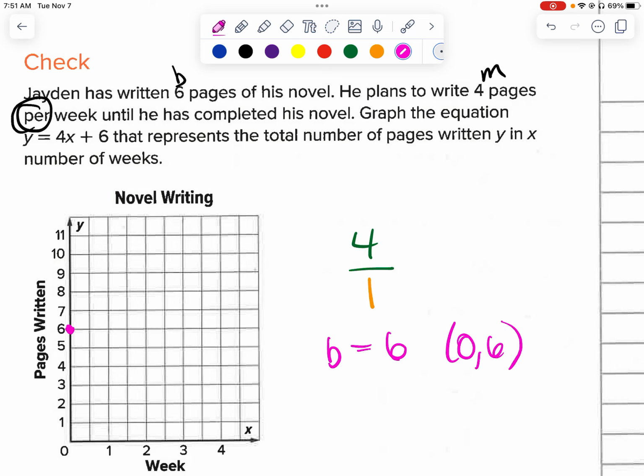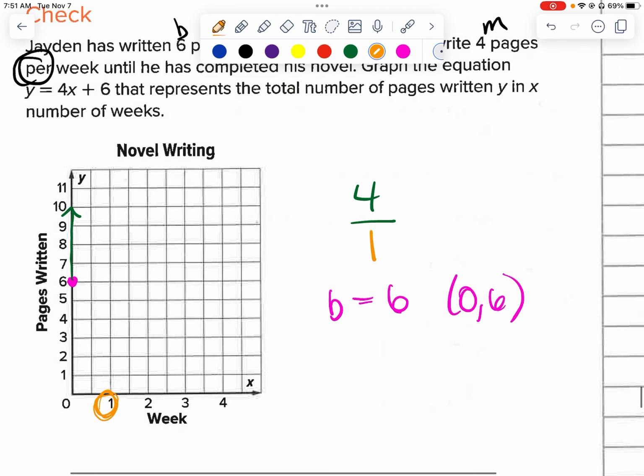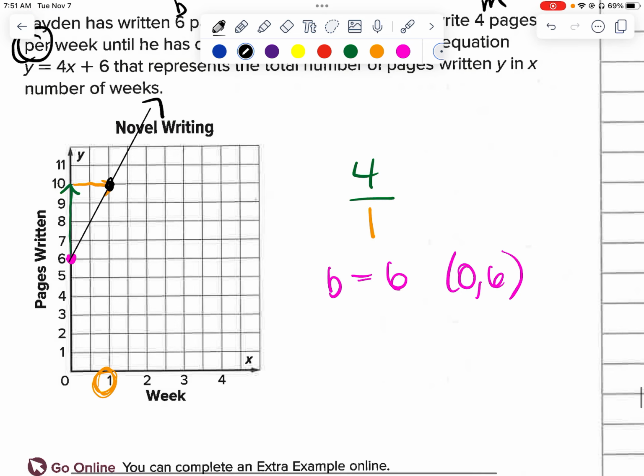I'm going to plot that first, and then from that I'm going to go up 4, and I'm going to go to the right 1. Now be careful, because going over 1 here is actually over 2 lines, because each line here is worth a half of a week. So then I draw my line, and voila.